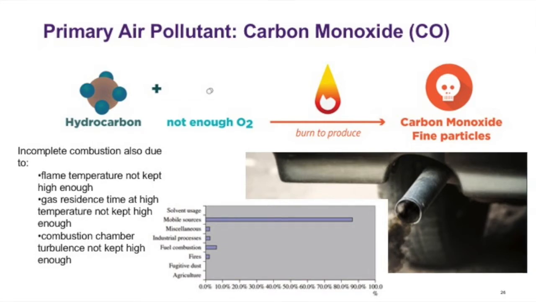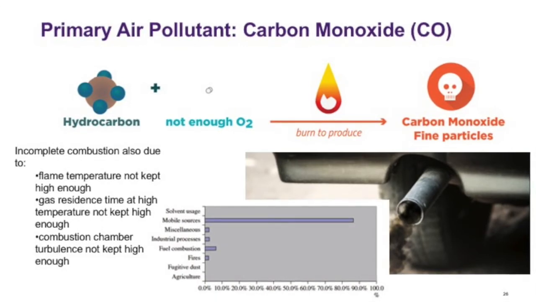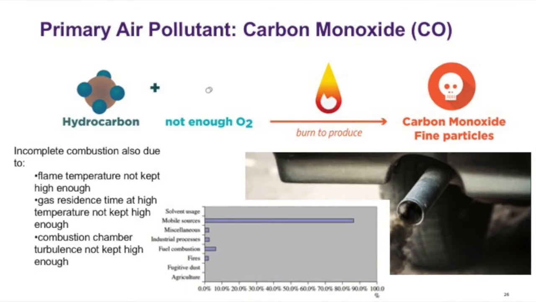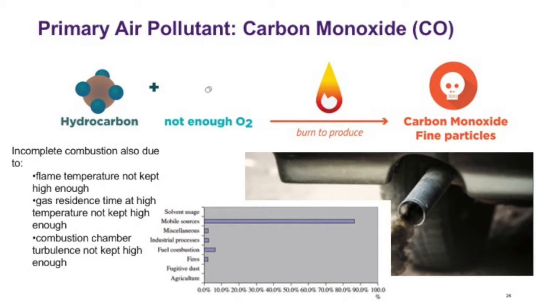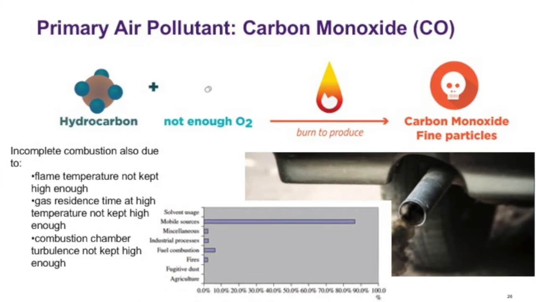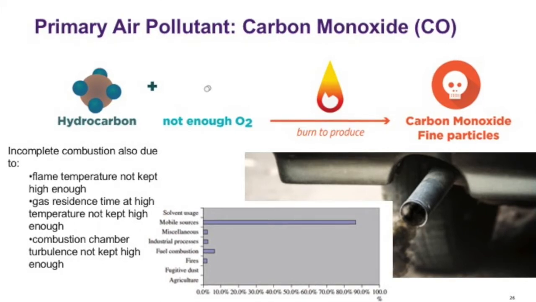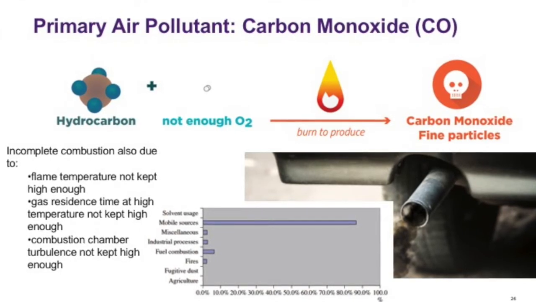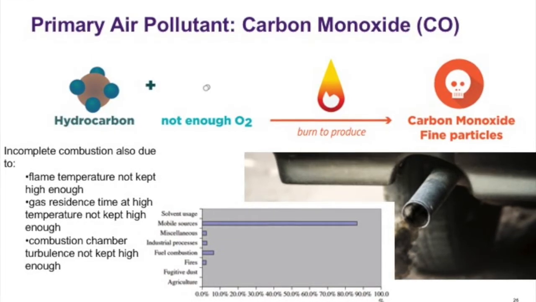This is a gas that forms from an incomplete oxidation. So this gas is mainly formed when the combustion process occurs without enough oxygen, or when the flame temperature is low, and also when the gas residence time is not enough in order to complete the combustion process that will allow the process to release CO2 or carbon dioxide instead of carbon monoxide.